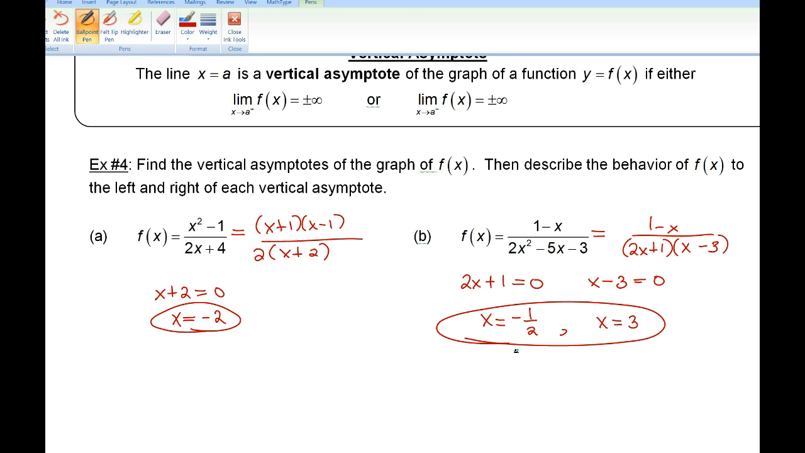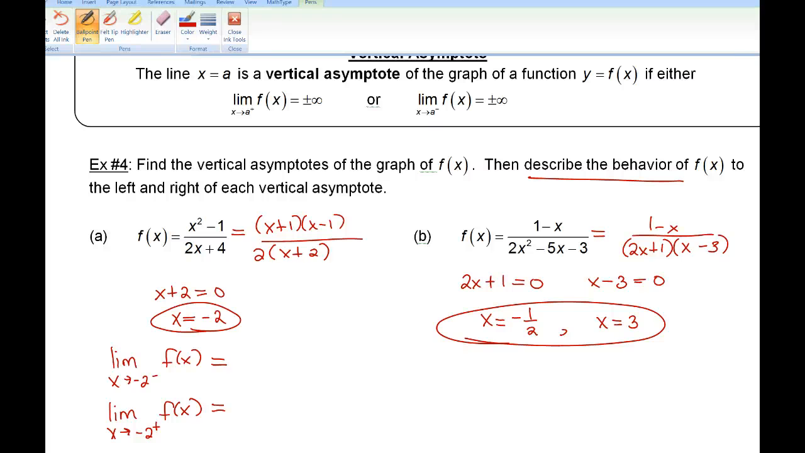Then describe the behavior to the left and to the right. Let me just do that for one. I only answered the first part. Let me just do that quickly here, because we have to look at the graph. To describe the behavior, it just tells us, does it go to positive infinity or negative infinity? So if we plug this into our calculators, on the left, is it going to go to positive or negative infinity? We know it's got to be one of them because it's a vertical asymptote. We just have to figure out which one.